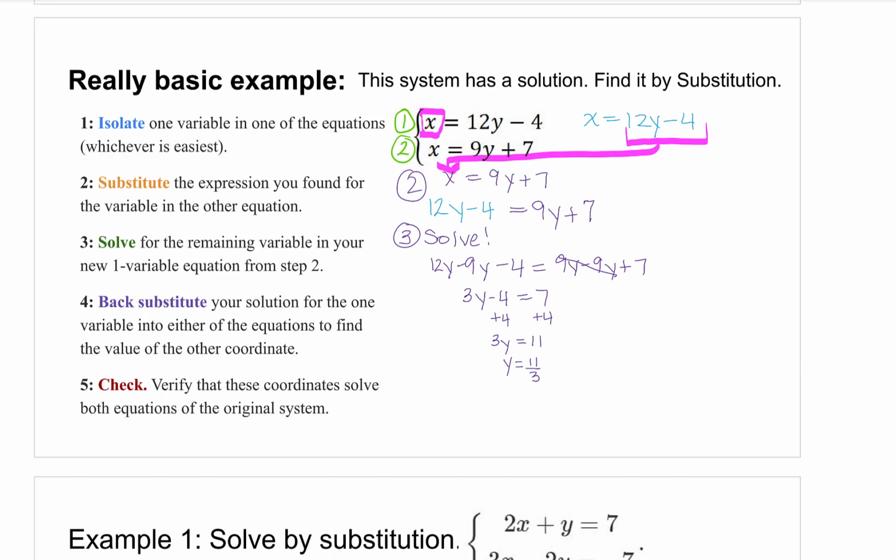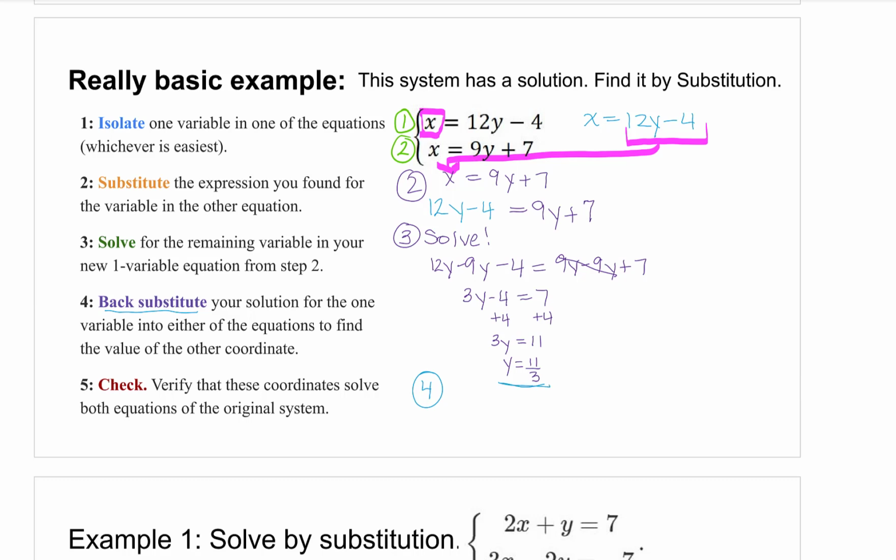So now I know one of the two coordinates of my point. In step 4, I'm going to do what we call a back substitute. It gets its name because I substituted in order to find y, but now that I know what y is, I'm going to stuff that back in one of my equations in order to find the second variable. And if you use that isolated expression you found in step 1, this becomes really efficient.